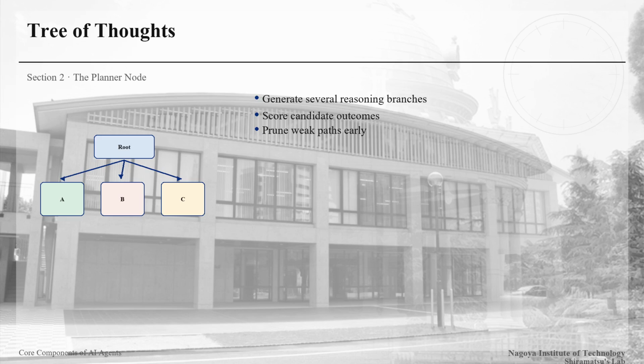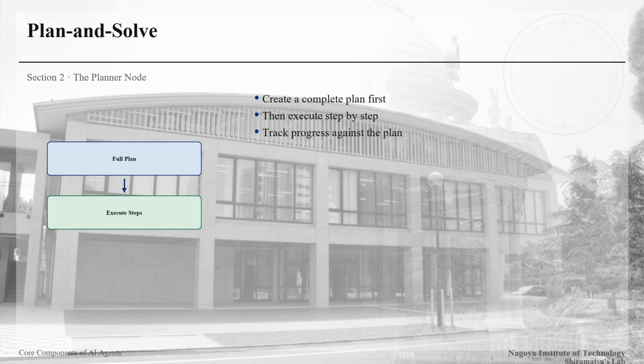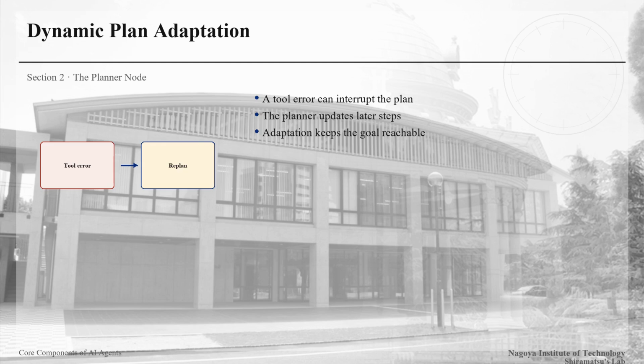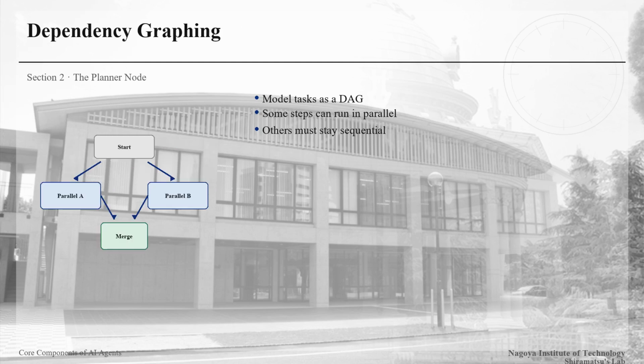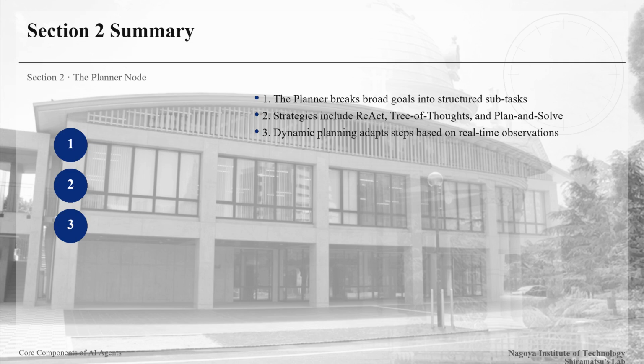Tree of Thoughts generates multiple reasoning branches, scores them, and prunes invalid paths. Plan and Solve builds a full plan up front, then tracks execution step by step. When a tool error appears, the planner can intercept it and update downstream subtasks dynamically. Dependency graphs show which tasks can run in parallel and which must stay sequential. Section 2 Takeaways. Planners decompose goals, choose strategies like ReAct or Tree of Thoughts, and adapt to observations.